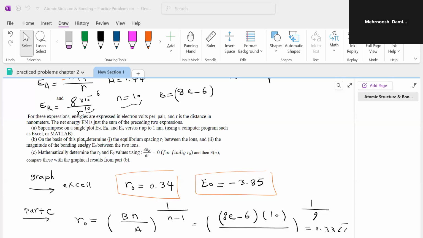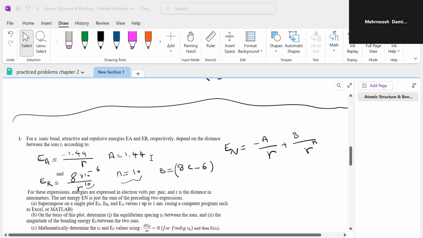Next part, the problem said that on the basis of this plot, determine the equilibrium distance or spacing, R naught, between the ions, and the magnitude of the bonding energy, or E naught, which is the minimum in energy that we found. So according to the graph by Excel, R naught is 0.34. You remember that? And E naught is minus 3.85. But what is part 3? It says to mathematically determine the R naught and E naught values using dEN per dR equals 0.